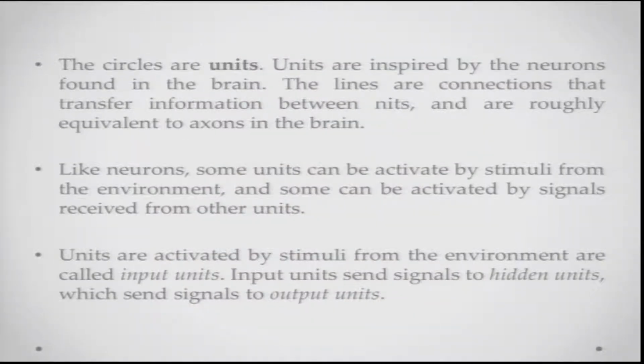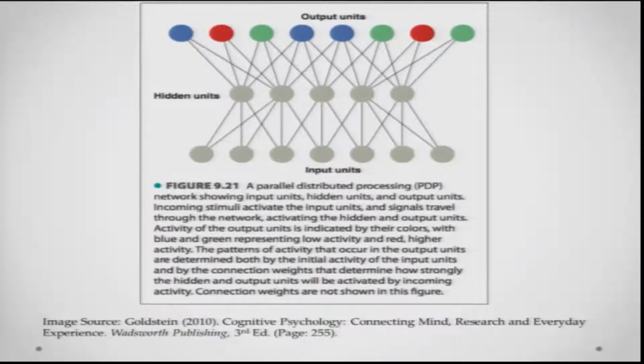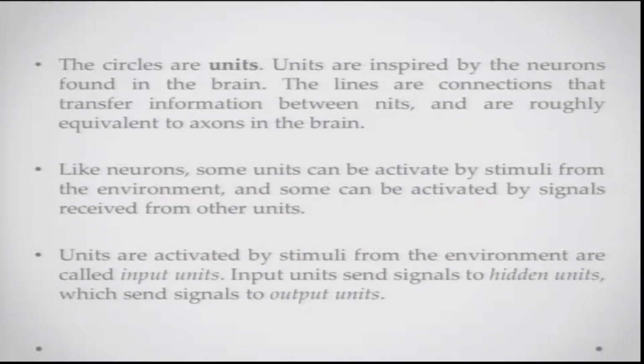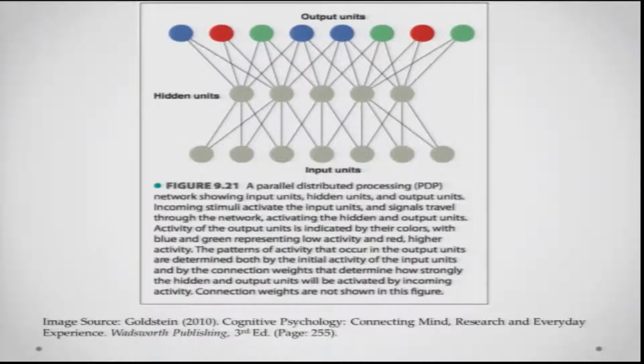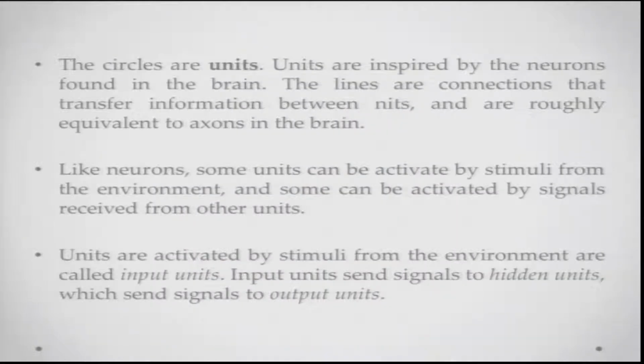Now, how does this really work? These circles, as you saw here, are referred to as units, and these units are basically inspired by neurons found in the brain. The lines which you see here are connections that transfer information from one unit to another, just like different neurons are connected to each other by axons. The second point is, as in the case of neurons, some units can be activated by stimuli received from the environment, and some units can be activated by signals received from other units.